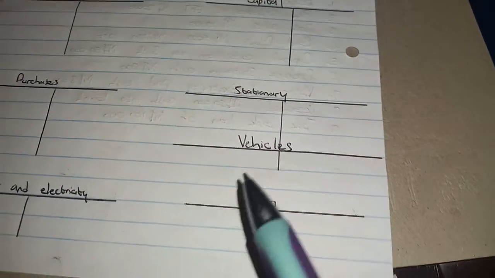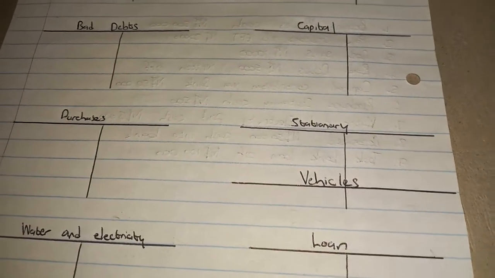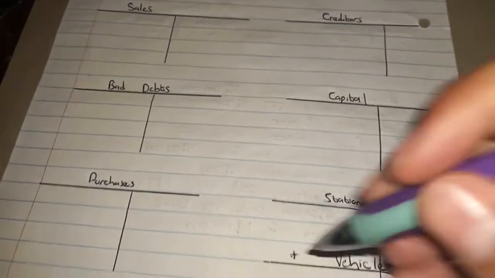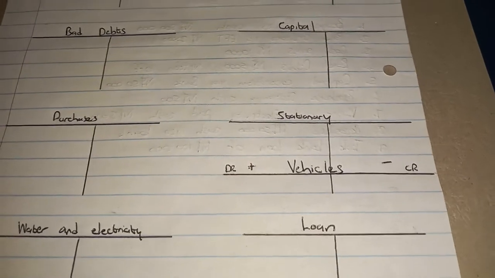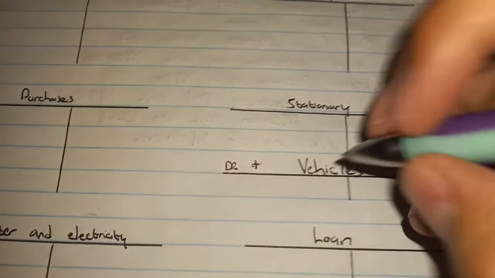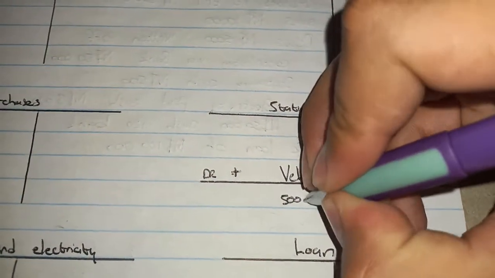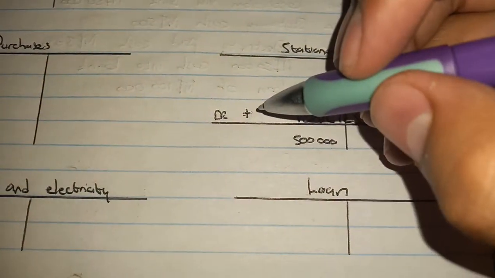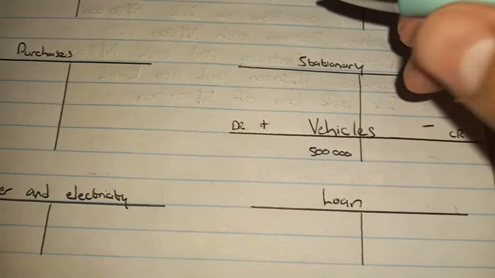Okay, let me just get this in right. So I had to add vehicles down here because I noticed I didn't add a column for vehicles. So vehicles is also an asset, so increase on the debit side and decrease on the credit side. Again, we're just assuming that the left hand side is your debit side, so the right hand side is your credit side. So now your vehicles are increasing. The value of your vehicles is increasing by $500,000. And because your vehicles are increasing, you write it on the debit side.